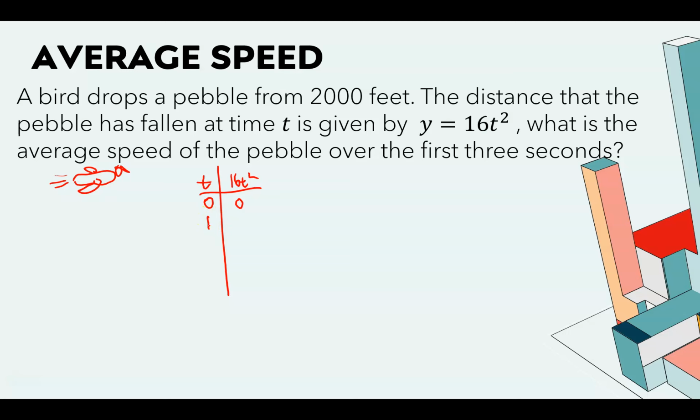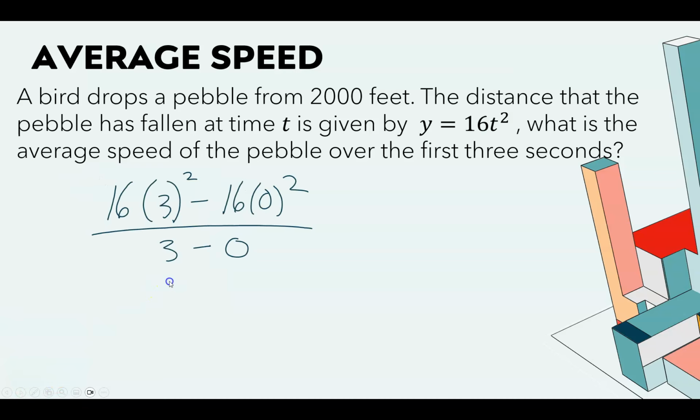T equals 1 is the instant 1 second after the bird dropped the pebble or let go of the pebble. And at that moment, the pebble is 16 feet below the bird, or the total distance the pebble has fallen is 16 feet. When t equals 2, 64 gets spit out. So at the 2-second mark, precisely 2 seconds after the bird dropped the pebble, that pebble is 64 feet below the bird. Okay, so hopefully that helps you understand the context of the equation we have.